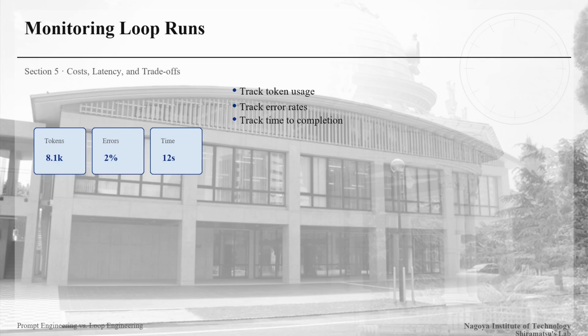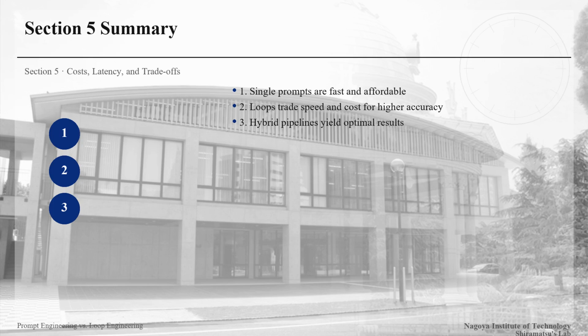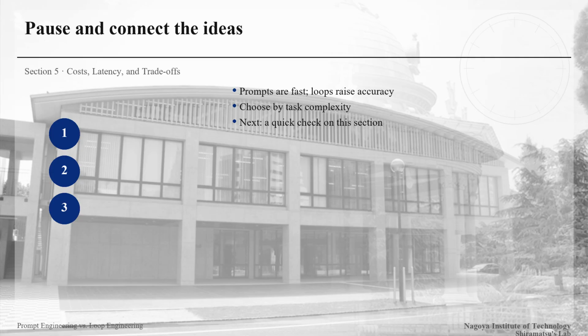Production loops need dashboards that monitor tokens, errors, and time to completion. Section 5 takeaways. Prompts are fast and cheap. Loops trade latency and cost for accuracy, and hybrids often win. Pause here. Prompts are fast, loops raise accuracy, and complexity guides the choice.